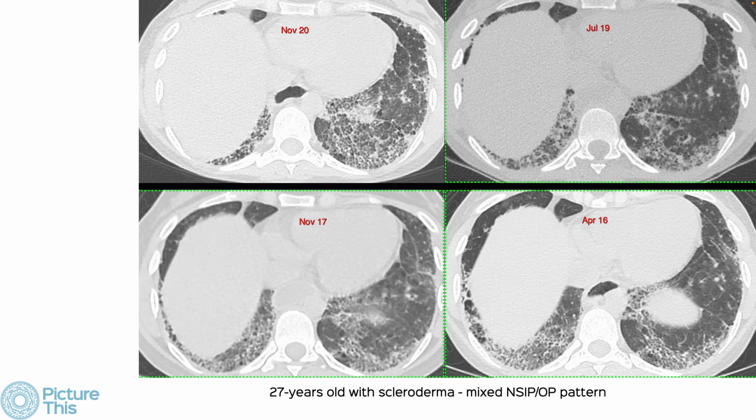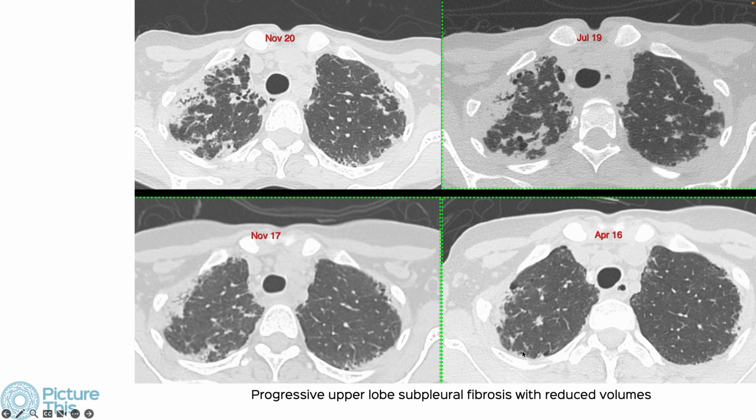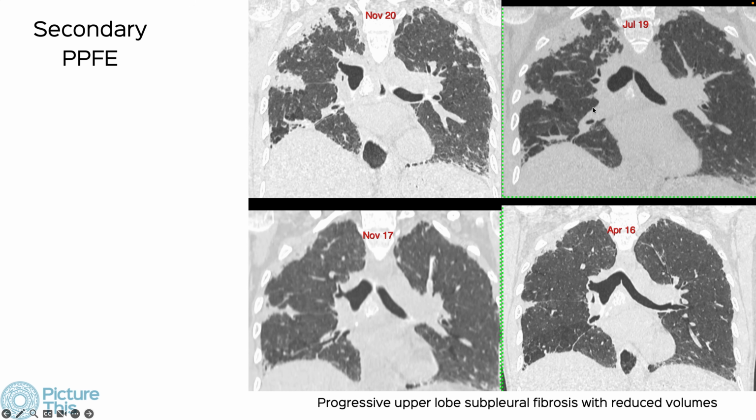PPFE is typically a secondary pattern. It usually exists with the other patterns. It's pleuroparenchymal fibroelastosis, and here we see a patient who has a progressive fibrotic NSIP pattern. The patient is a known case of scleroderma, and we can also see this progressive shrinkage of the upper lobes with subpleural reticular opacities with traction bronchiectasis, and this is your classic PPFE pattern, and you can see how that's progressed from April 16 to November 20.